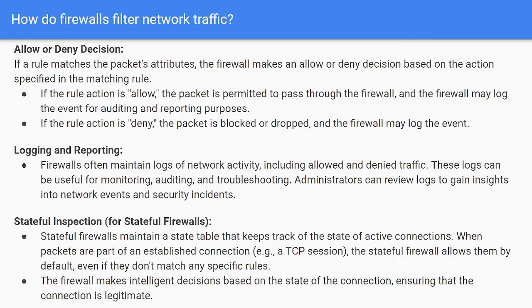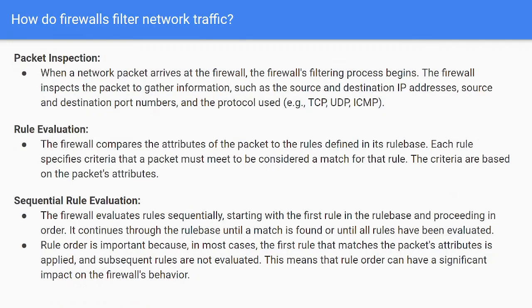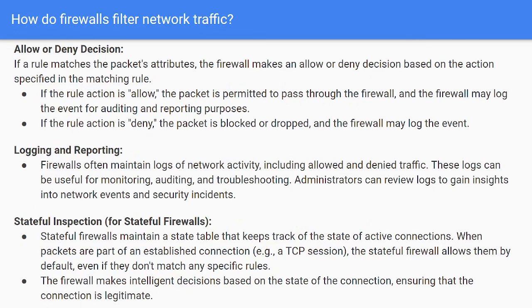Alright, so let me just explain. The first step was to gather the packet information, then the next step was to pass that information across the rules in the rule base, and then we talked about how the rules follow a sequential form. So if you need a particular rule to be implemented first, you need to ensure that you bring it up first. Then the next point is the allow or deny decision. This simply means that now that we have found the matching rule, what does it say? Is it saying that this traffic should be allowed? Is it saying that this traffic should be denied? Whatever the response is, that's what the firewall will perform.